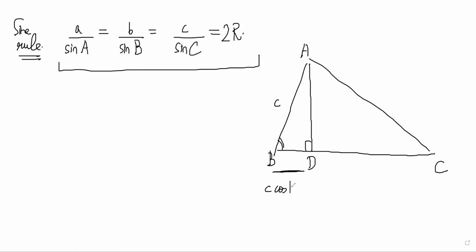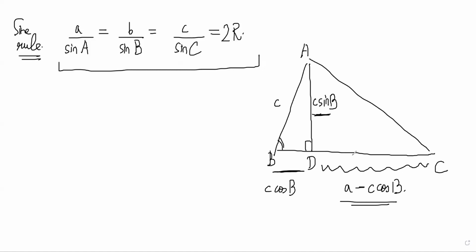C cos B, right? And the remaining part will be what? A minus C cos B. And this is C sine B, right? Correct? And this is 90 degrees, and this one is B, right?